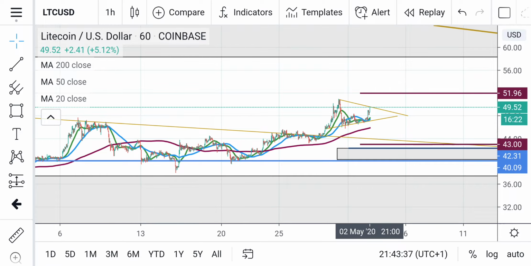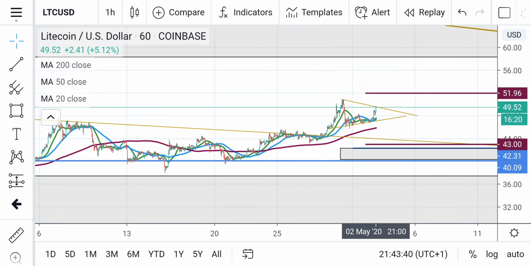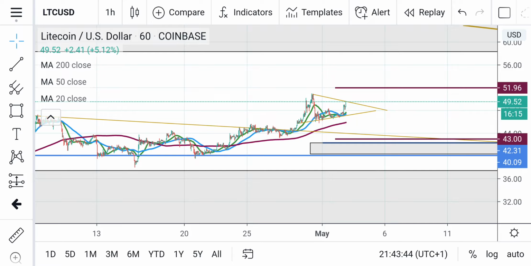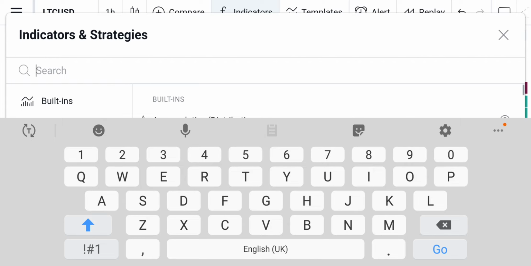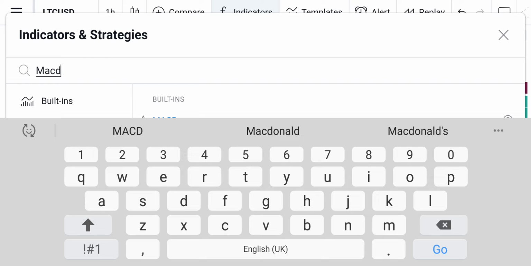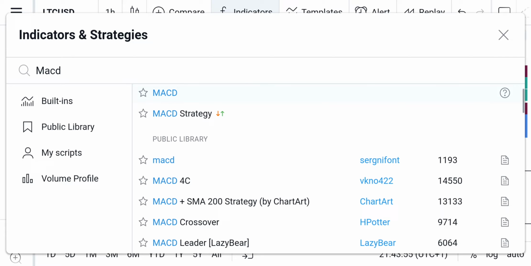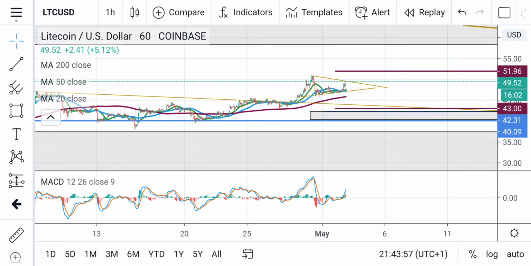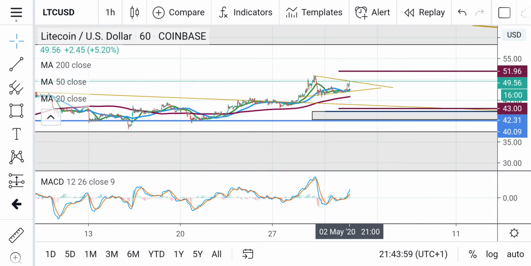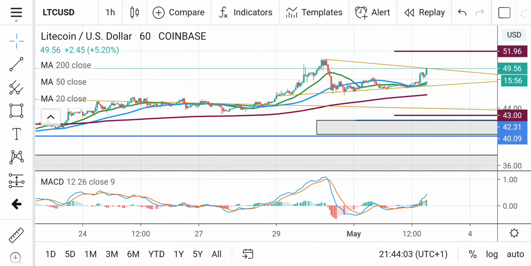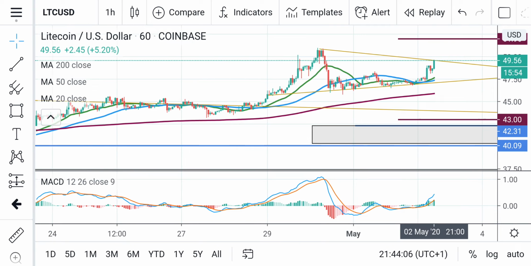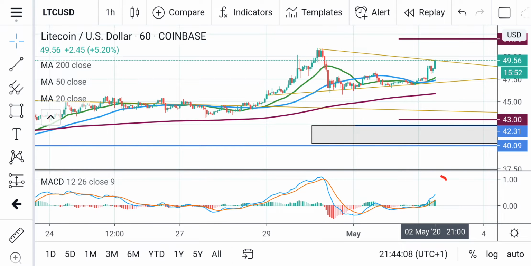So let me just add one indicator to this. Let's say the MACD indicator. So that's my MACD indicator here, and you can see on the 1 hour it is showing a bullish momentum.